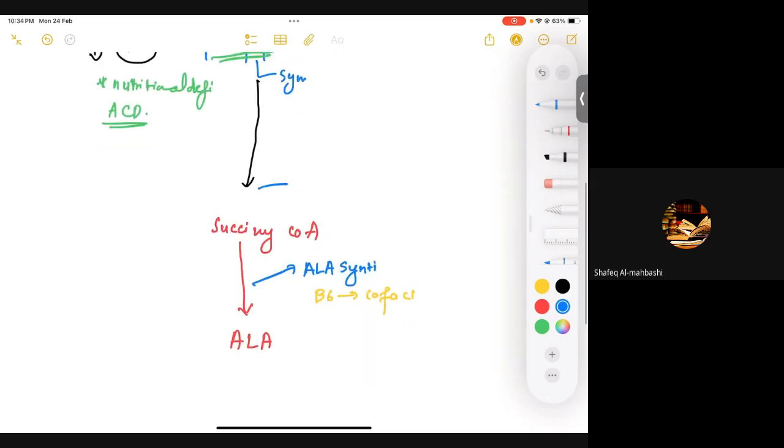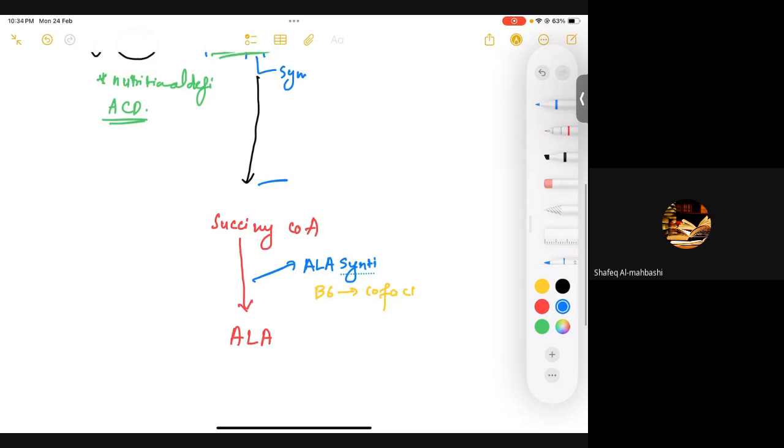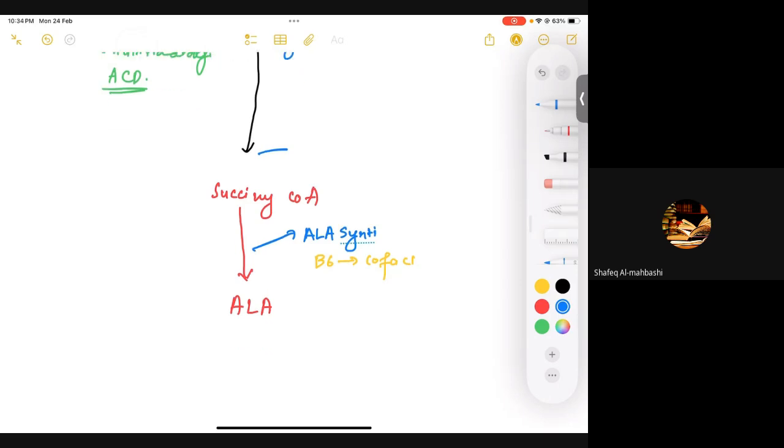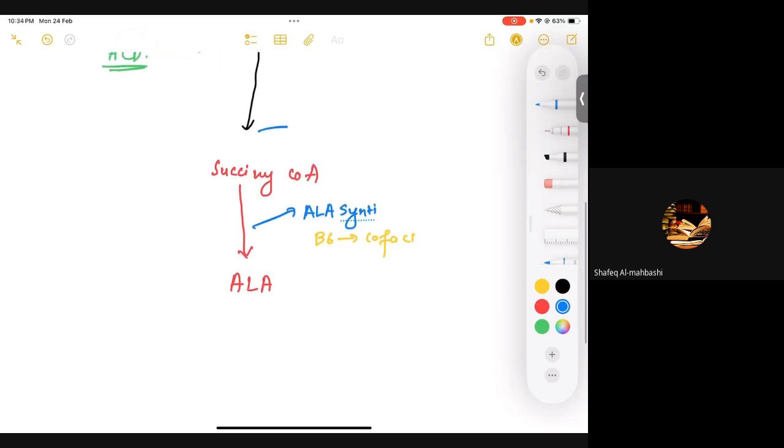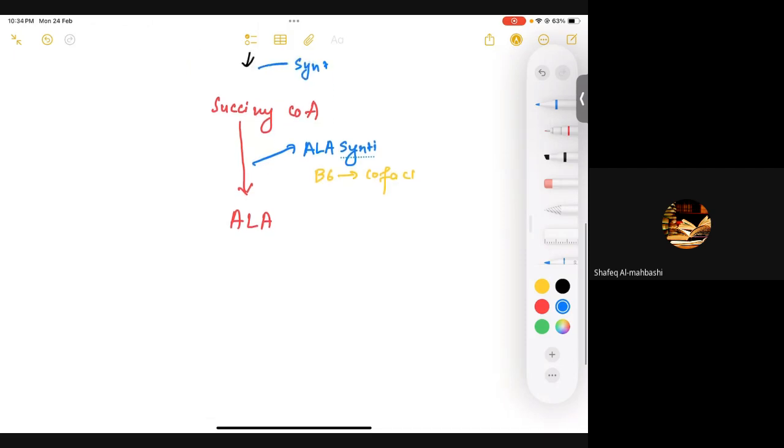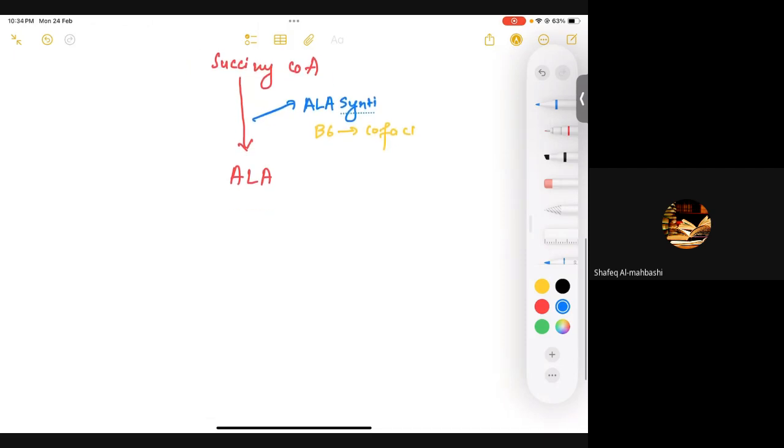I'm discussing normal synthesis. As I already told you, if you guys know the physiology, pathology is going to be really easy for you. So let's start with the production, how protoporphyrin is basically made inside your body. What happens? Succinyl coenzyme A, in the presence of ALA synthase and B6 as a cofactor, is converted into ALA, or aminolevulinic acid, right?